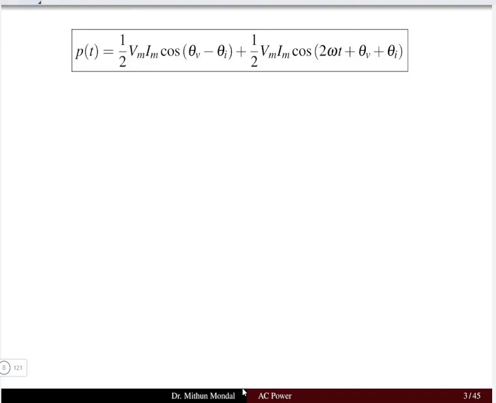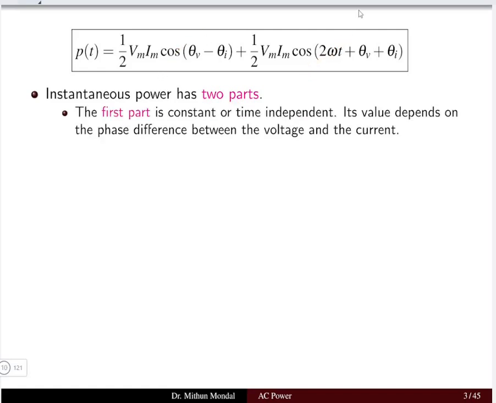This is the equation of instantaneous power, which is the product of voltage and current, written in the form of a cosine function. You can see that instantaneous power has two terms. This is the first term and this is the second term. The first part is basically a constant, or time independent. It is not a function of time. There is no time quantity involved in the first part, and its value depends on the phase difference between the voltage and the current. The cosine of the phase difference is multiplied with the maximum amplitudes of the voltage and current, so this is a constant which is independent of time.